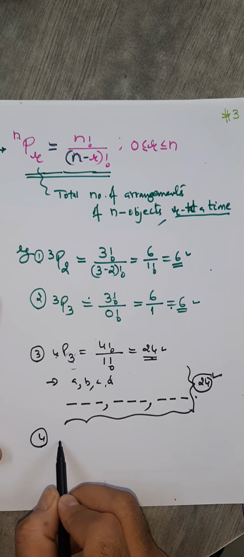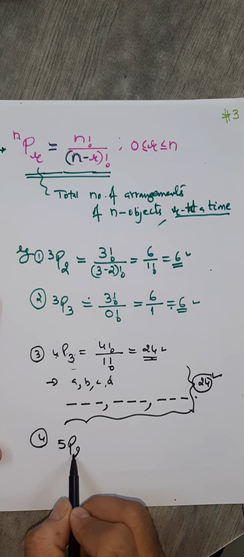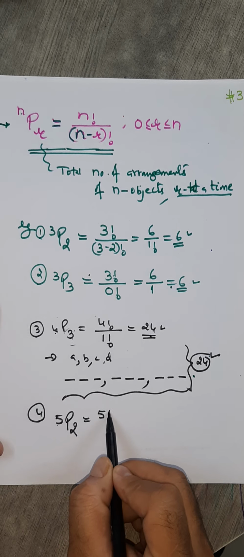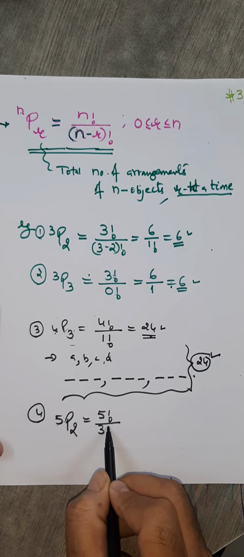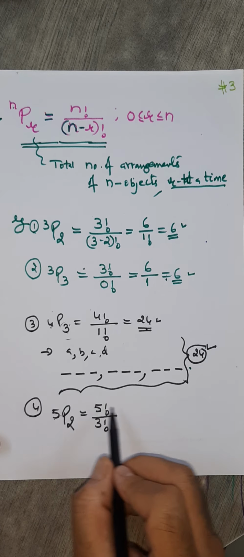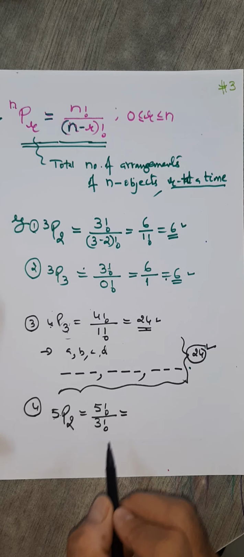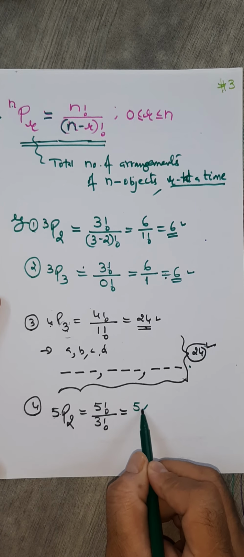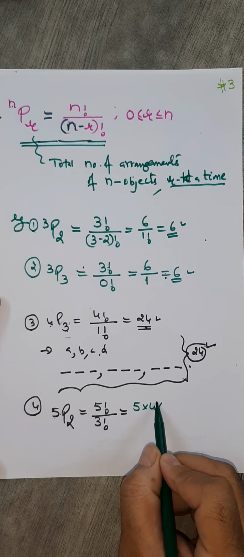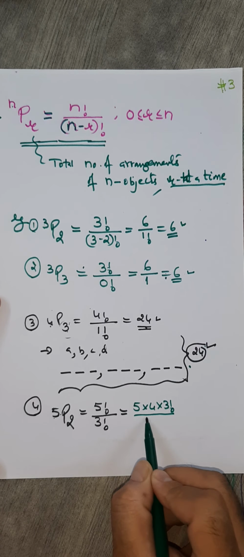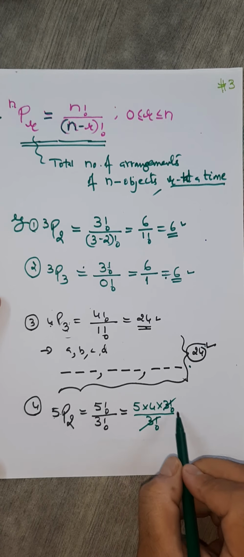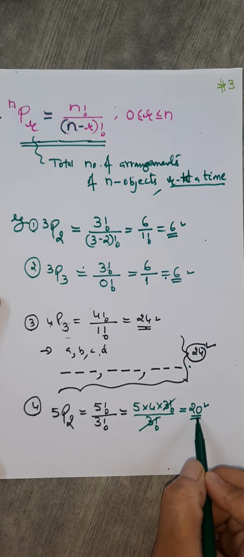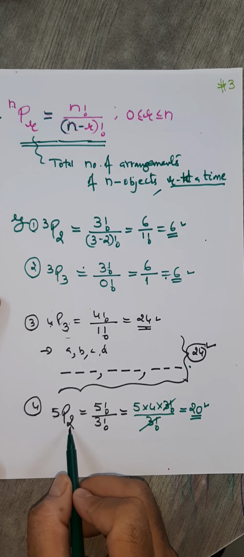Fourth one, suppose I have 5P2. So you have 5 objects, you are taking 2 at a time. So this is 5 factorial upon 5 minus 2, which is 3 factorial. Now here you know how to simplify. No need to put the value of 5 factorial and 3 factorial. Every bigger factorial you can express into smaller factorial. 5 into 4 into 3 factorial upon 3 factorial. So this will get cancelled. 5 fours are just 20. So you can have 20 permutations of 5 objects taking 2 at a time.